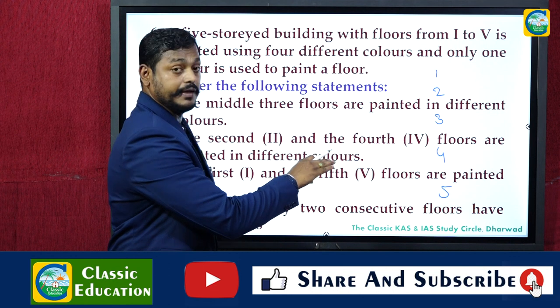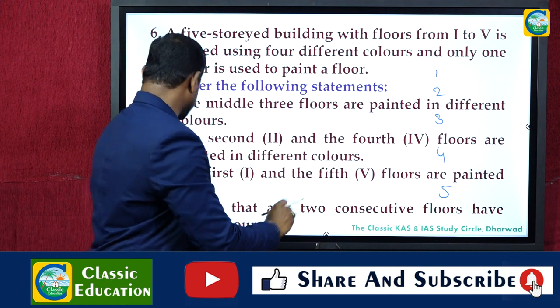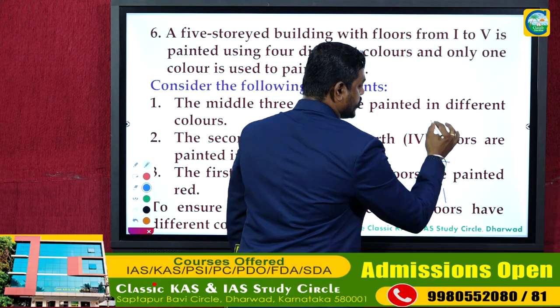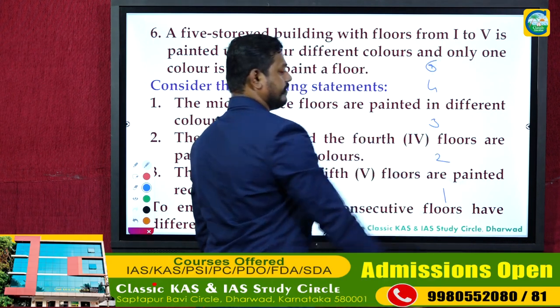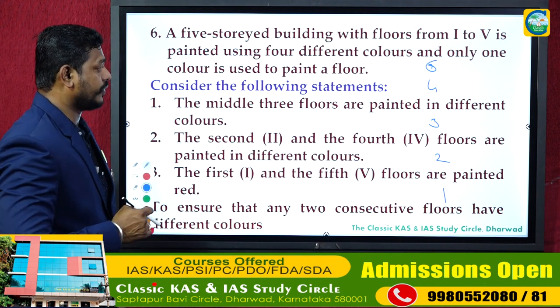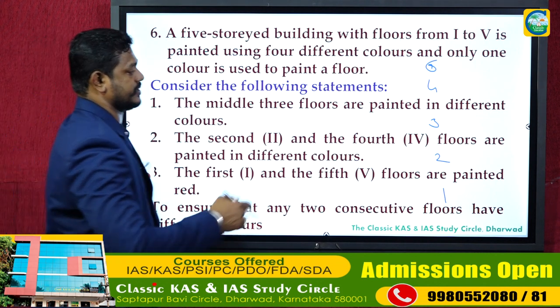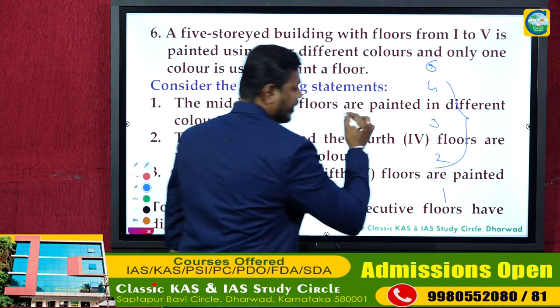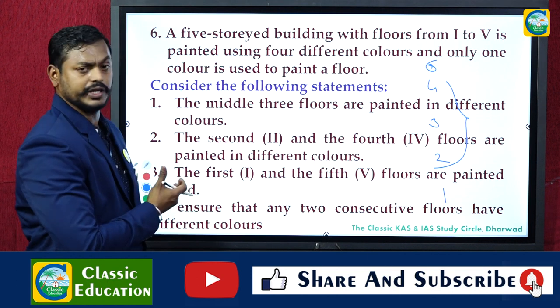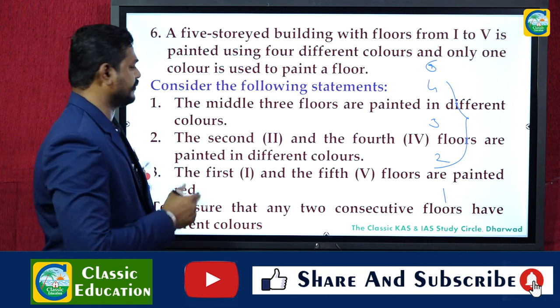As per the problem, we'll take systematically the floor number 1 here, then this 2, 3, 4, then 5, like this. Okay. To get to know that the middle 3 floors are painted in different colors. Middle 3 means these 3. Painted in different colors. Any kind of different colors, sir. They have not mentioned the particular colors here. Okay, any kind of colors.